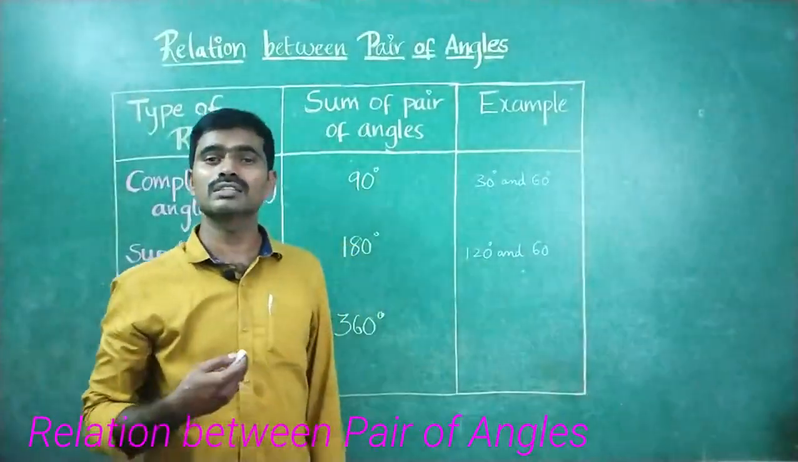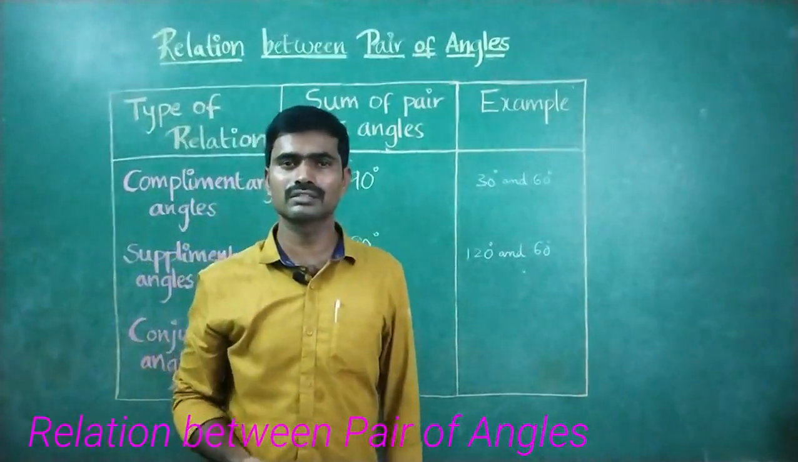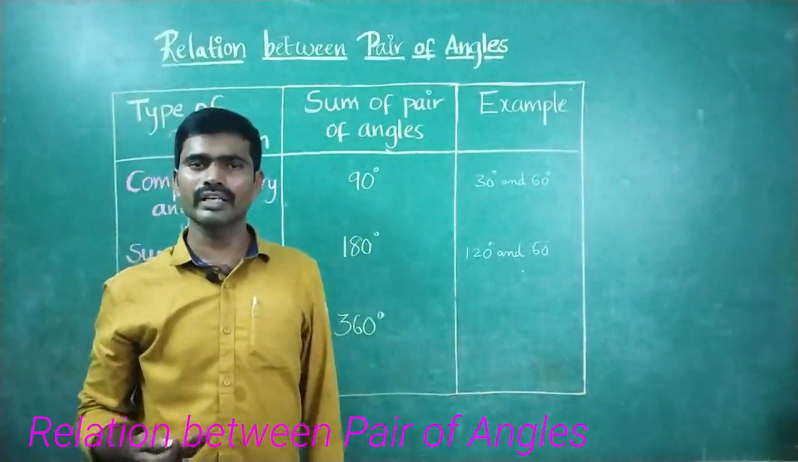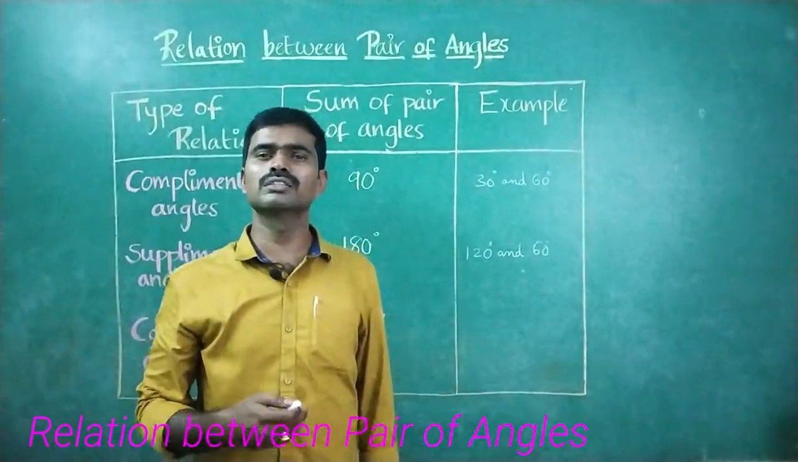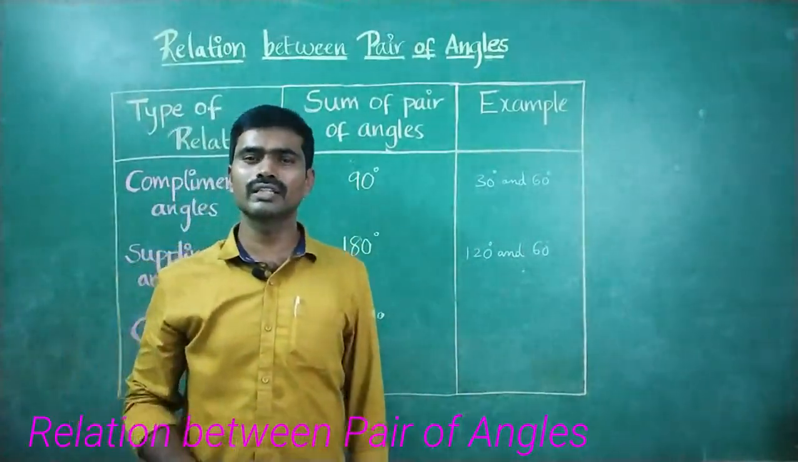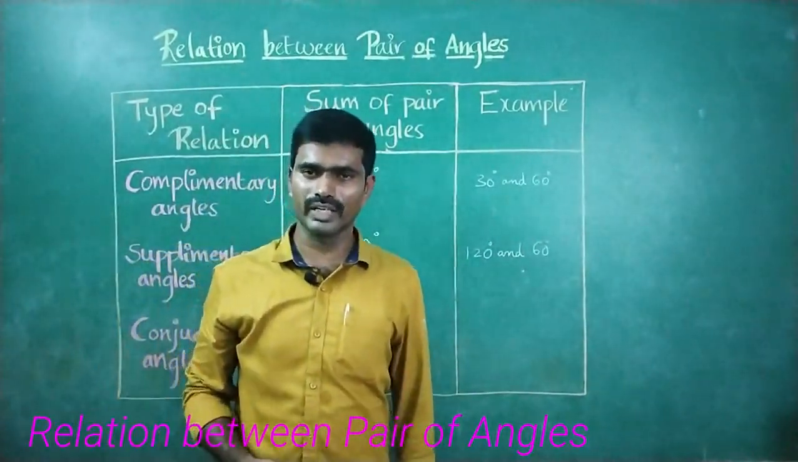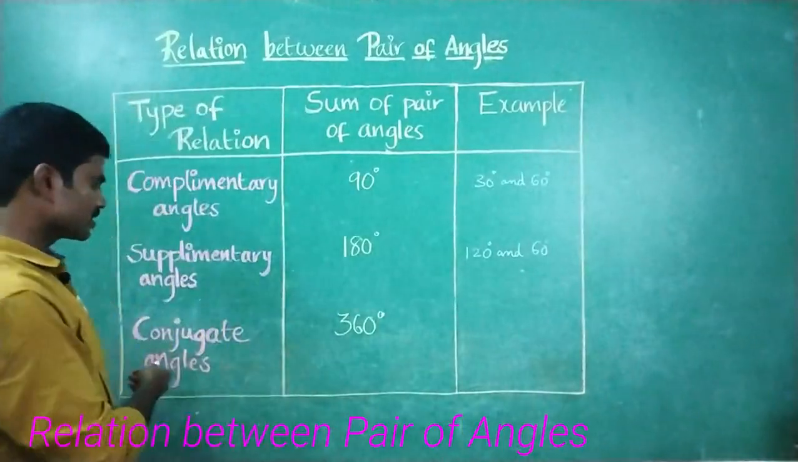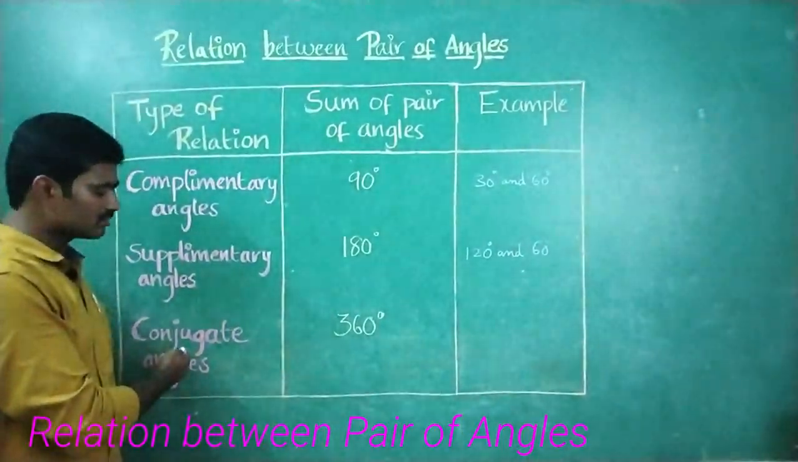So what is the supplementary angle of 100 degrees? Exactly, 80 degrees. What is the supplementary angle of 110 degrees? 70 degrees.